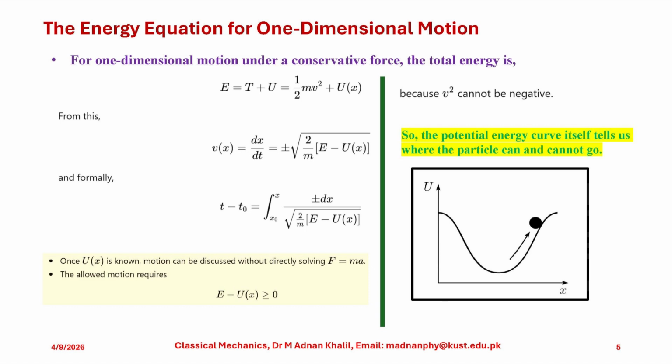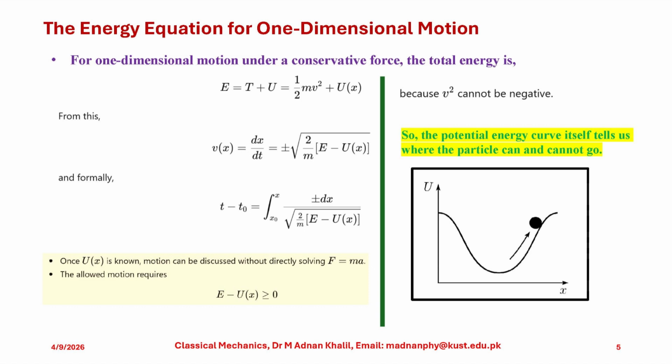The square root also tells us an important physical condition, that is, E minus U of x should always be greater than or equal to 0. Because v square cannot be negative, that means motion is only possible where the total energy is greater than or equal to the potential energy. And that is why we highlighted that statement here. The potential energy curve itself tells us where the particle can and cannot go.